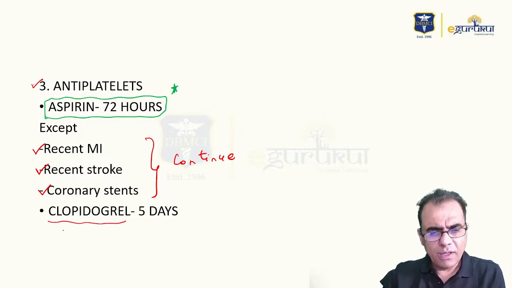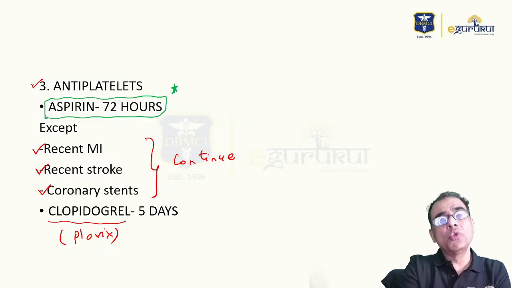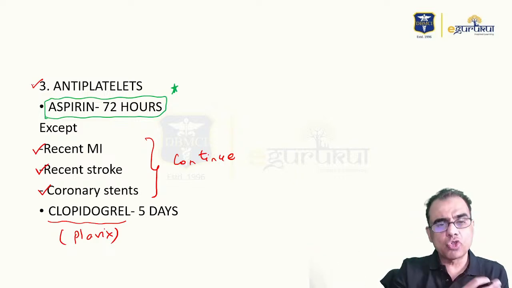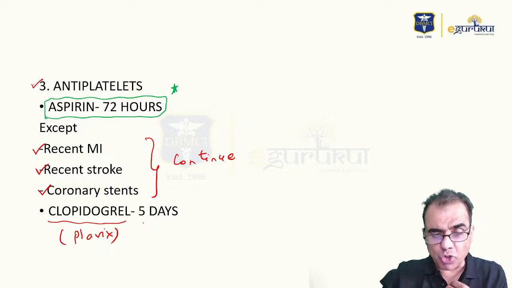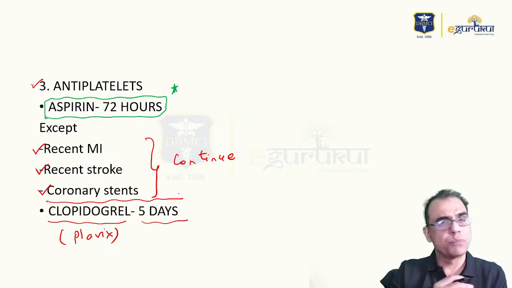Clopidogrel, available under the brand name Plavix, is another very commonly used drug. You know that patients are on dual antiplatelet therapy, and the most commonly used dual antiplatelet therapy is aspirin plus clopidogrel. So clopidogrel needs to be stopped 5 days before surgery. Previous recommendation was also 5 days. New recommendation is also 5 days, so I'm not changing the color of the pen.